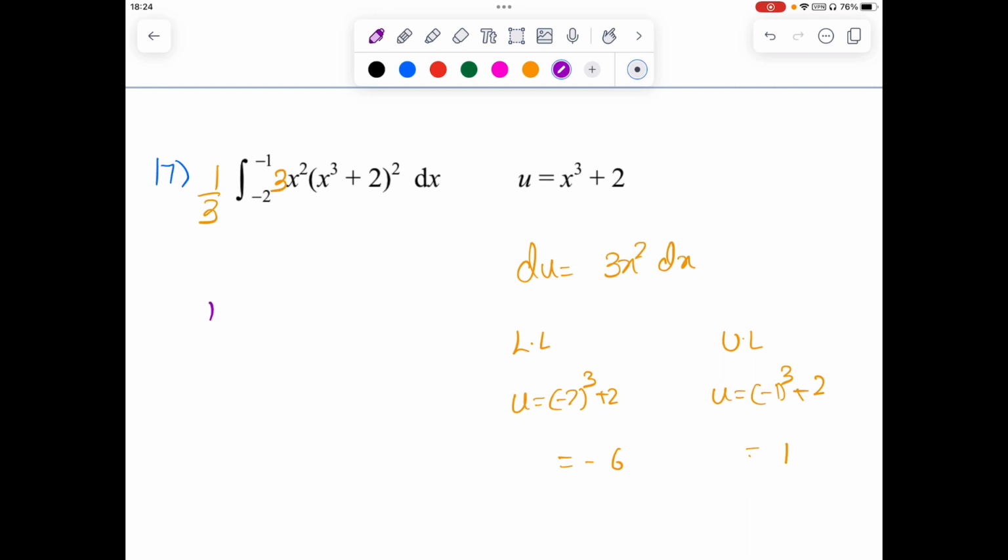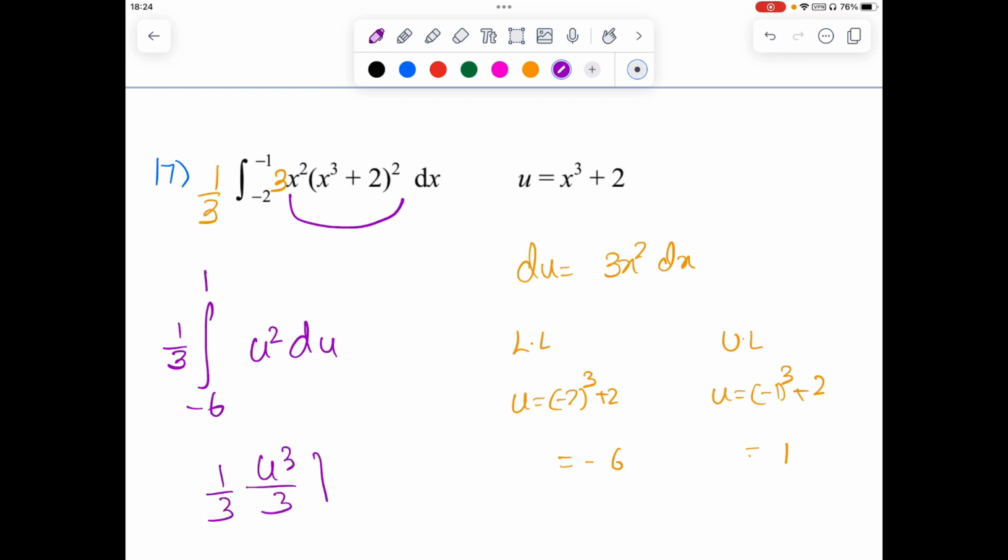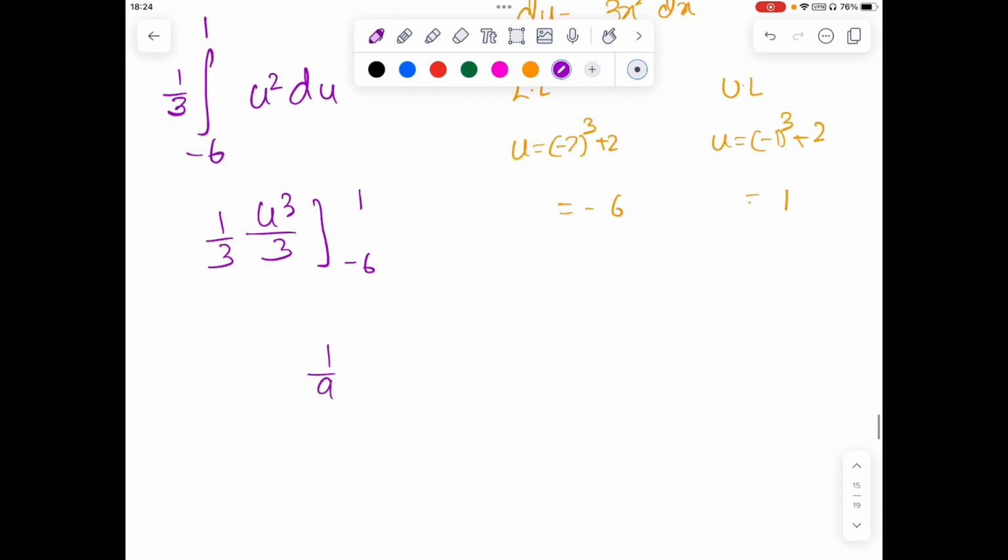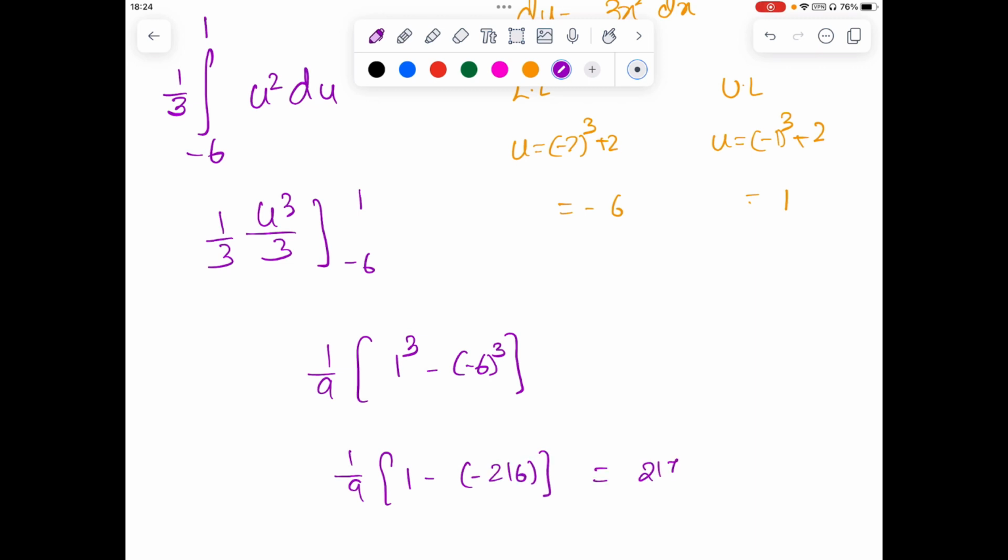So now substitute it out: 1 upon 3, lower limit is negative 6, upper limit is 1, 3x square dx is du, and this is nothing but u square. So it becomes u cube upon 3, 1 upon 3 is there as it is, from negative 6 to 1. So 1 upon 9, then plug in the limits, 1 cube minus negative 6 whole cube. So 1 upon 9, 1 plus 216. So it becomes 217 upon 9, which is 24 and 1 upon 9.